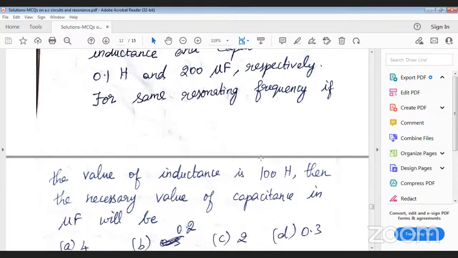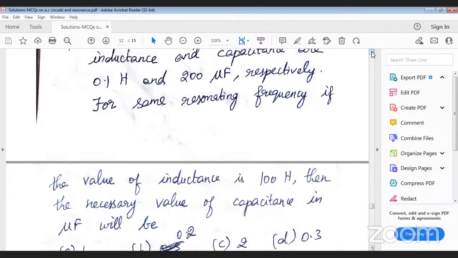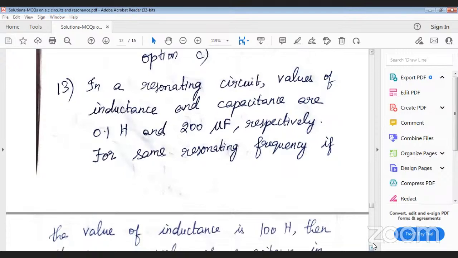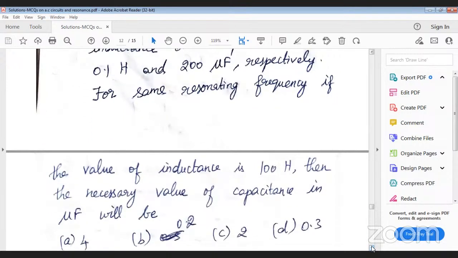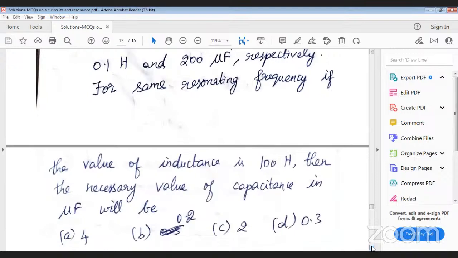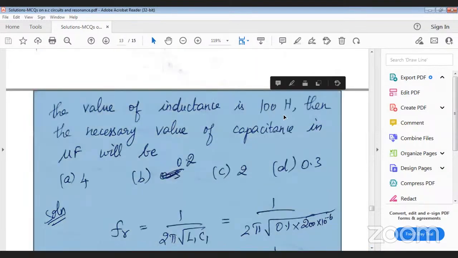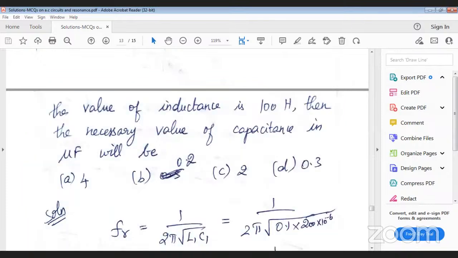when the inductor value is made 100 Henry. Initially, the inductor value is 0.1 Henry and you have 200 microfarad capacitance, and you are having some resonating frequency. And now you need to maintain the same resonating frequency by changing the value of inductance and capacitance. So inductance value, how are they changing? They are changing it to 100 Henry. And what will be the necessary value of capacitance that should be put here?